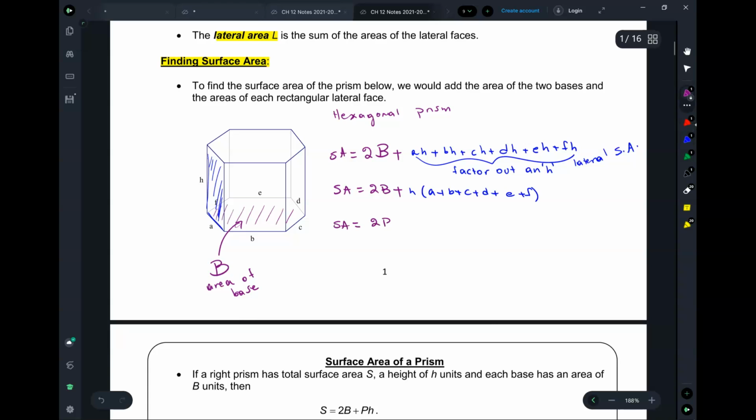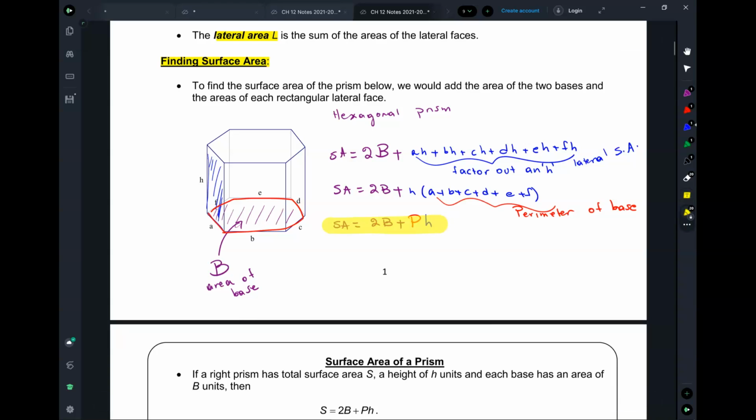Yes. So this is 2B plus. Okay. Look. A plus B plus C plus D plus E plus F is the perimeter of the what? The base. So this is now the perimeter of the base. I call that P times H. So that is the surface area of a prism.